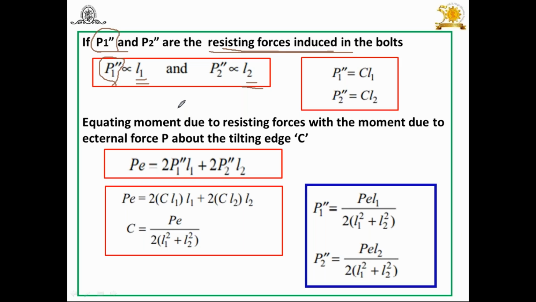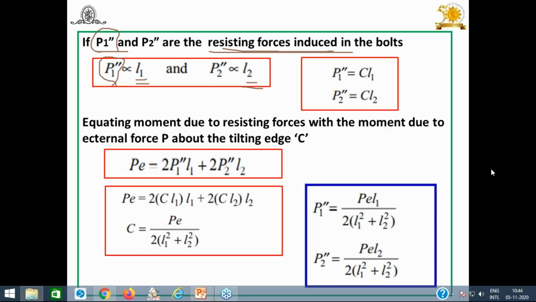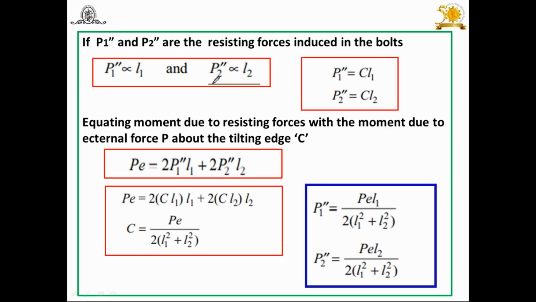Try to understand. And therefore, as per the last slide logic, or the relation between force and stress, stress and strain, based on that I am going to write P1 double dash is directly proportional to L1. Then P2 double dash is directly proportional to L2. Why? Because P1 is directly proportional to delta 1 and delta 1 is proportional to L1. P2 double dash is proportional to L2. Why? Because delta 2 is directly proportional to L2. We will get this expression.